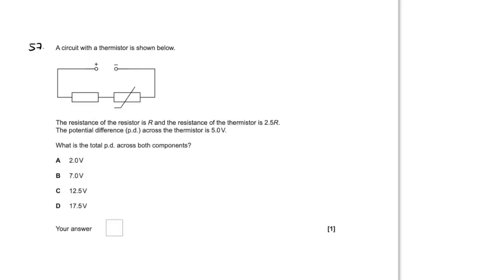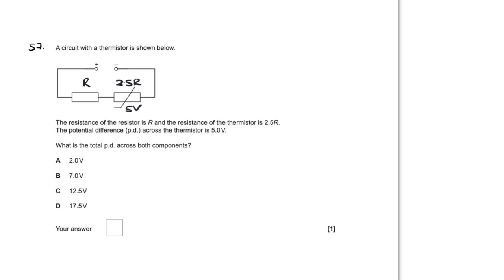Okay, so for question number 57, we are given a circuit with a thermistor. The resistance of the resistor is R, okay, and that of the thermistor is 2.5 R. The potential difference across the thermistor is 5 volts. Cool. What is the total PD across both components?